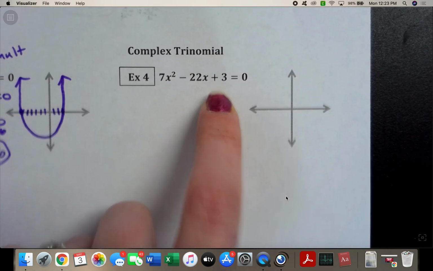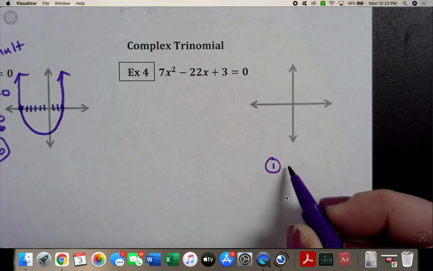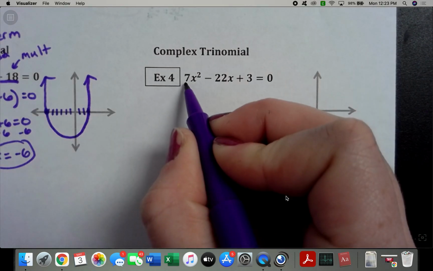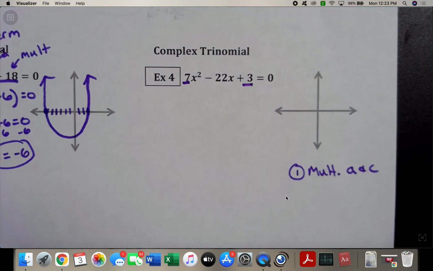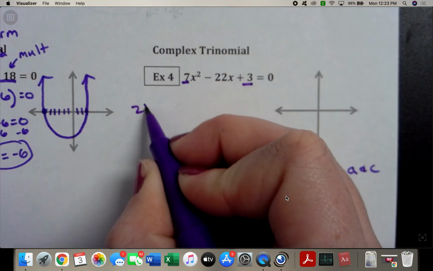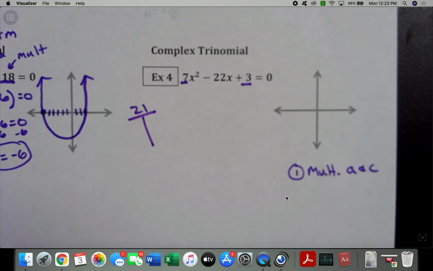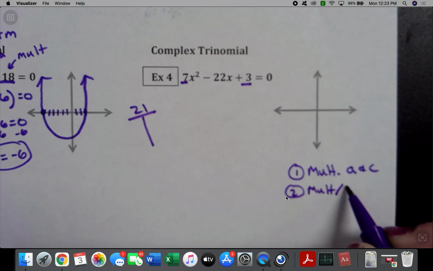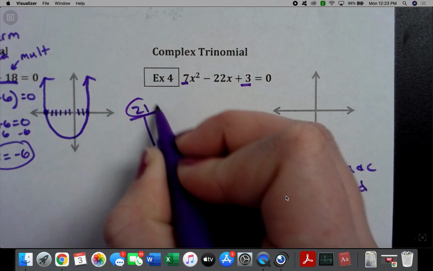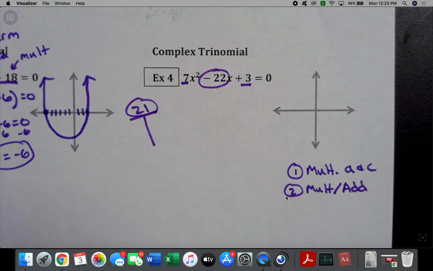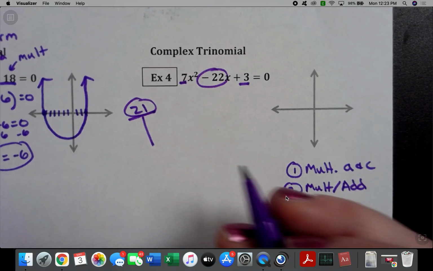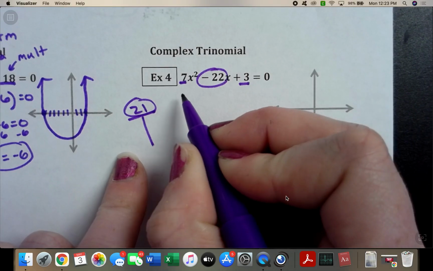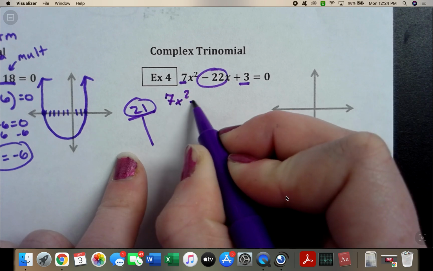Here's step number 1. Multiply A and C. What's A? 7. C is 3. 7 times 3 is 21. Okay, now we do the same thing again. I'm going to say multiply slash add. I want to multiply to get 21, but I want to add to get negative 22. Both negatives. So 7x squared minus 21x minus 1x plus 3.